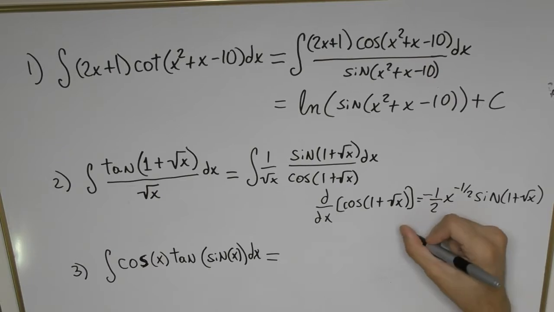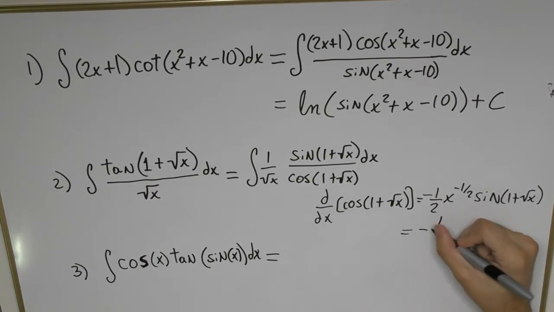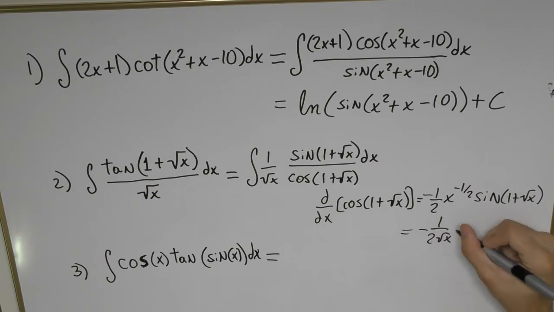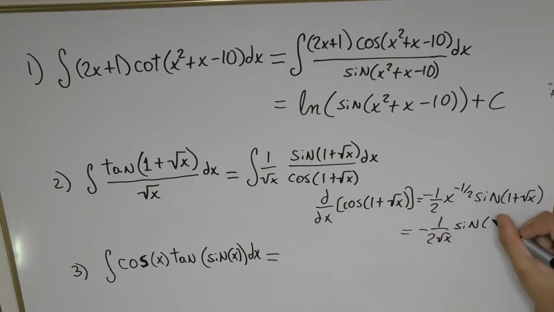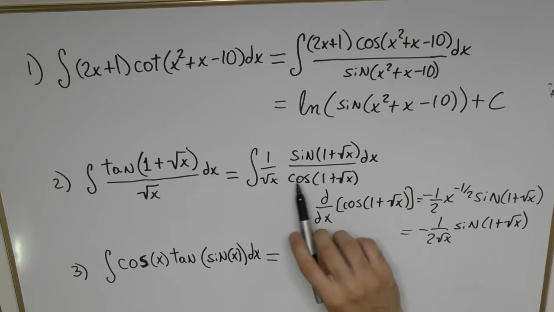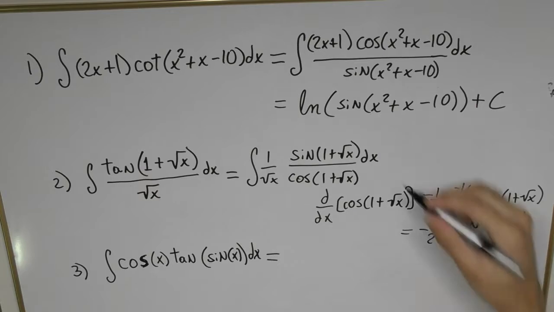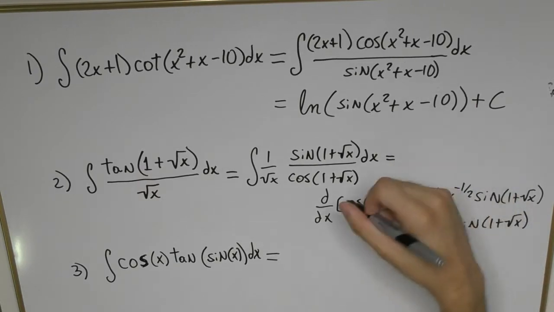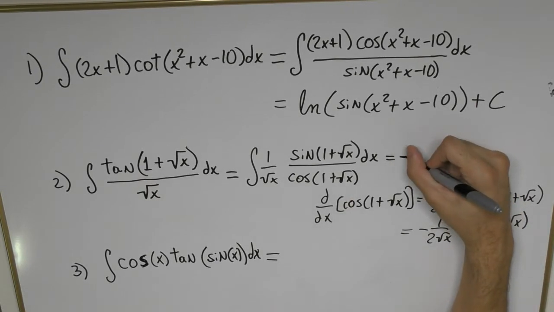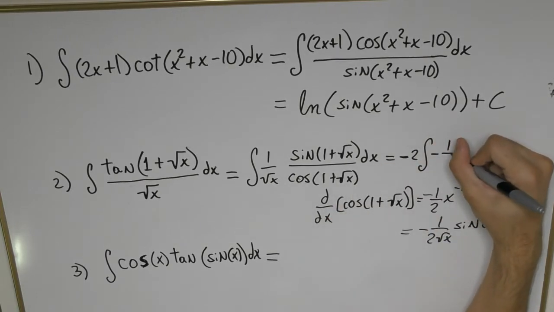Okay, now if we write that in a bit of a cleaner form, we have 1 over 2 root x sine of 1 plus root x. Okay, so that's the derivative of that function. If we look very closely, it looks like we already have that except for a factor of minus half. So what we're going to do to fix that is we're going to have a minus 2 at the front of the integral, and then we're going to place a minus half inside.